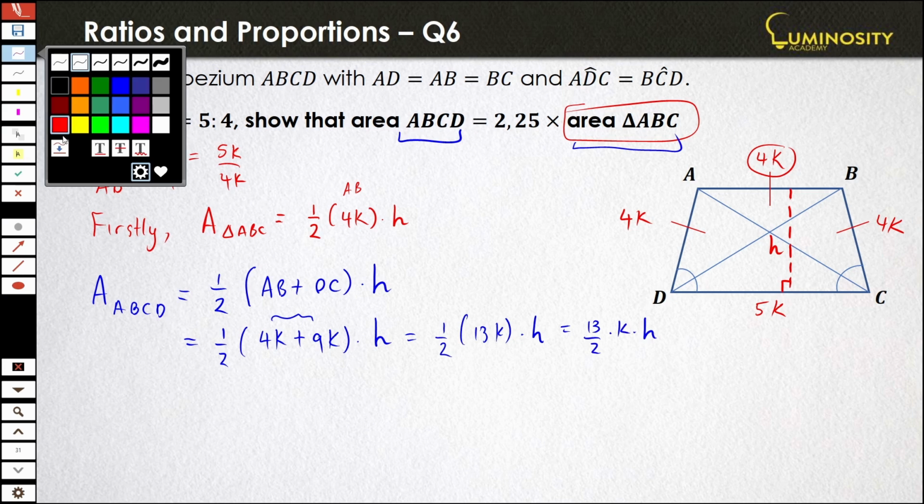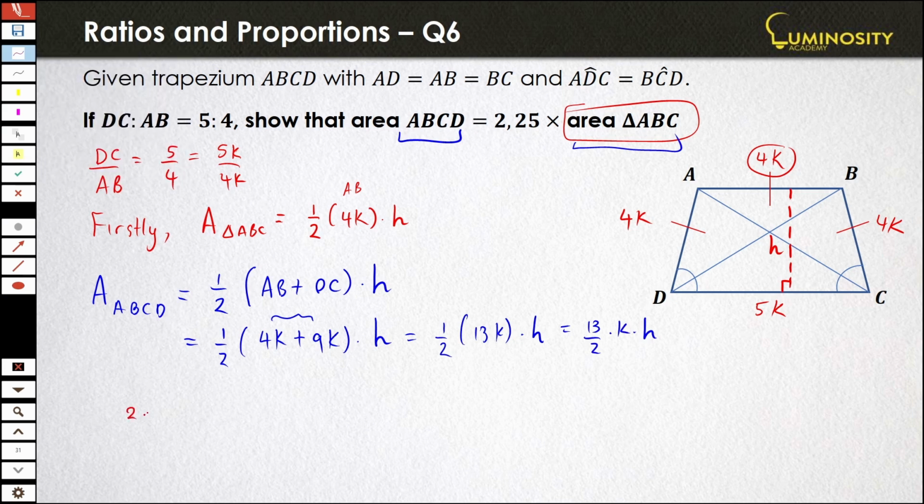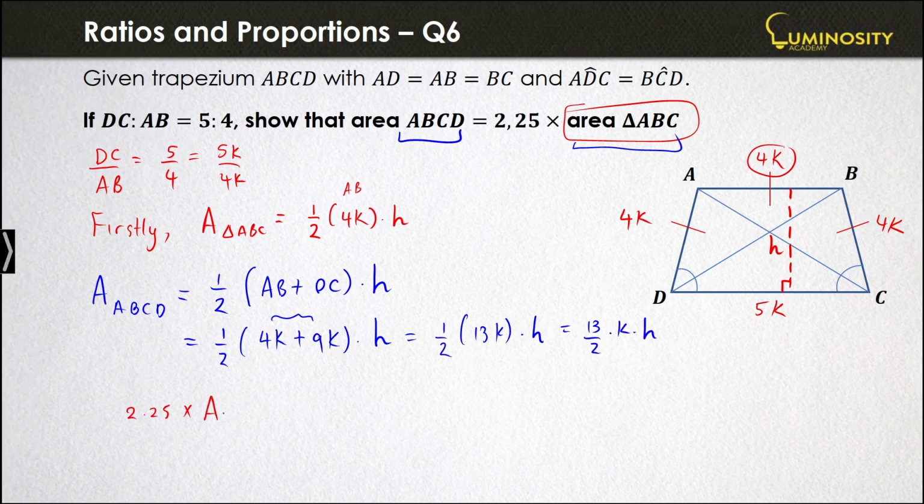But on the right-hand side, 2.25 times the area of triangle ABC, that is 2.25, so that's 2 1/4, right, times that area of triangle ABC. But 2 1/4 is 8 plus 1 is 9, so that's 9/4, times the area of triangle ABC, which is this area here, a half times 4k times h. So let's see what happens here. So the 4's will cancel.